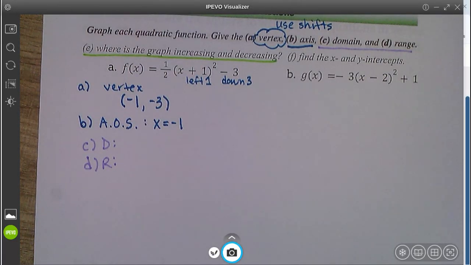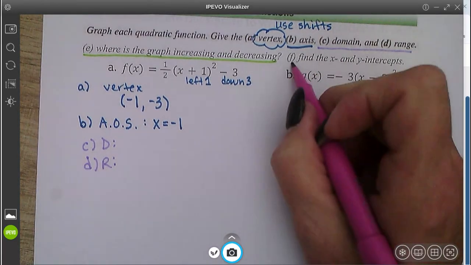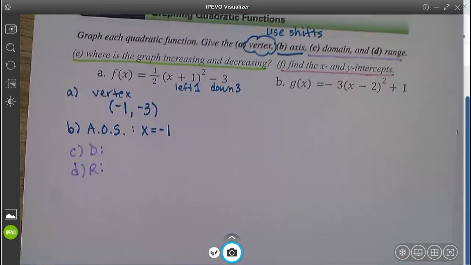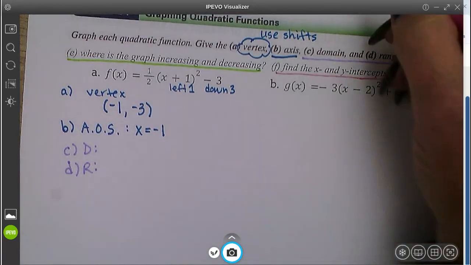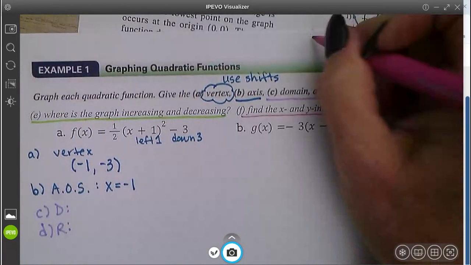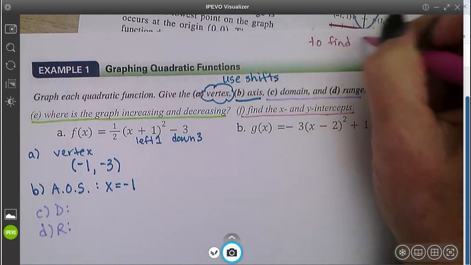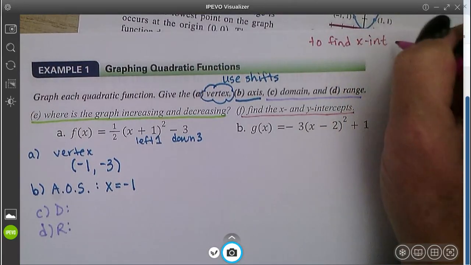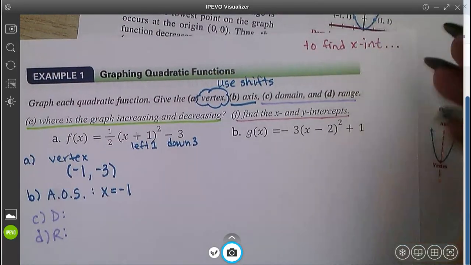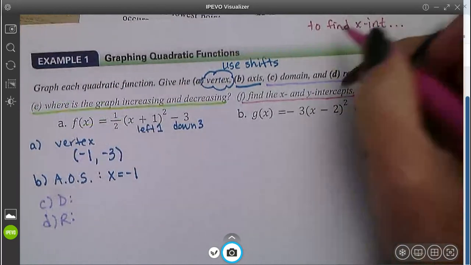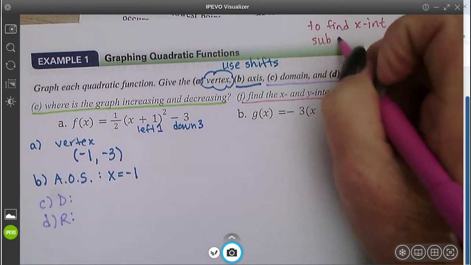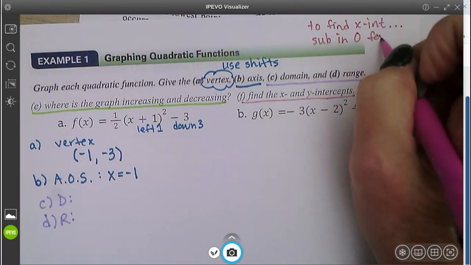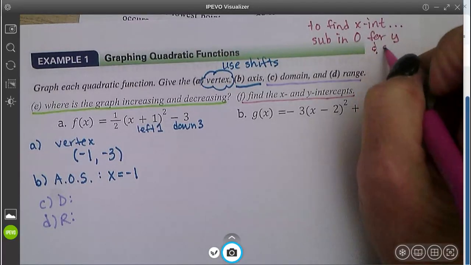So we can do that with algebra. To find the x and y intercepts, we need a little bit of notes on that. To find an x-intercept, we have talked about this before, but it's worth writing down again. You're going to sub in 0 for y, and then solve.